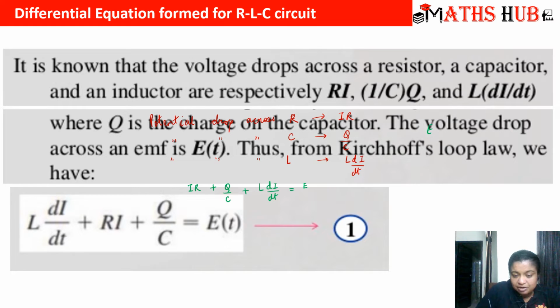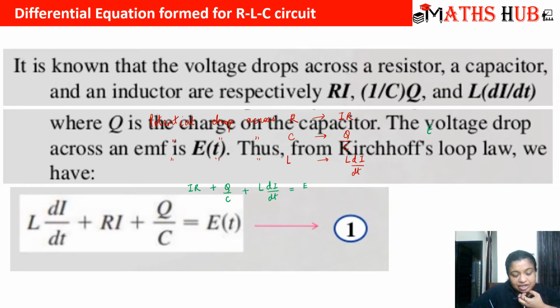Now it's written E(t) because E can be a constant. If it is a constant, we will not write t here. And if it depends on some function of t, then we write it as E(t), right? Now you have solved those differential equations when the dependent variable is a single quantity in the equation, right? So here you can see that we have I and Q, both dependent, right? So we have to convert either the entire equation in terms of I, or the entire equation in terms of Q, right?